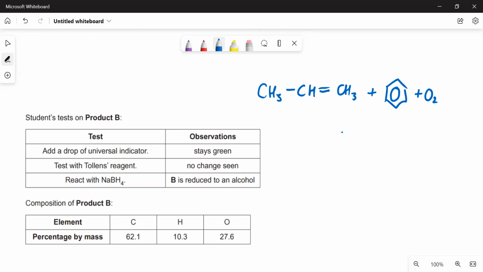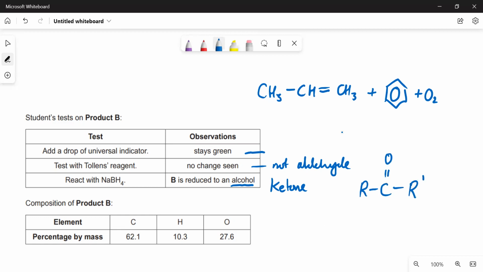Okay, so this product B stays green. It is neutral, so it's not a carboxylic acid, it's not a phenol. Test with Tollens' reagent, no change seen, so it's not an aldehyde. React with sodium borohydride, it's reduced to an alcohol. Well, that tells us it must be a ketone then. In other words, it's got to contain this sort of functional group.